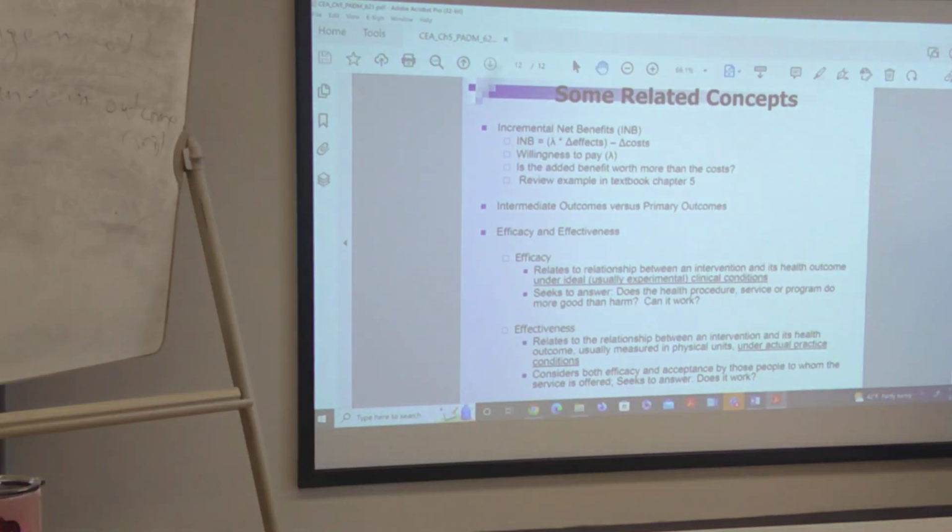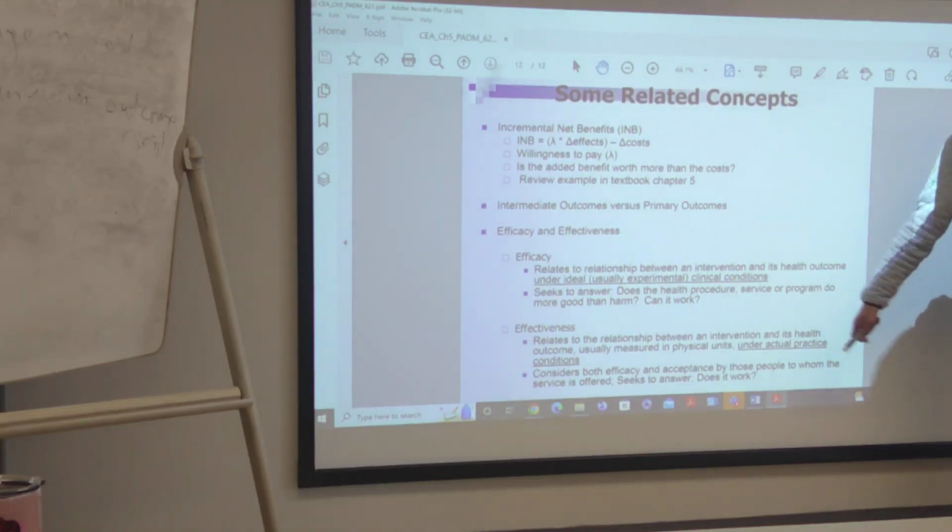Right. And effectiveness is what? Effectiveness relates to the relationship between an intervention and its health outcome. It usually measures it in physical units under actual practice conditions. It considers both efficacy and acceptance by those people to whom the service is offered, and it seeks to answer, does it work? Can it work? Okay, but does it really work in practice?